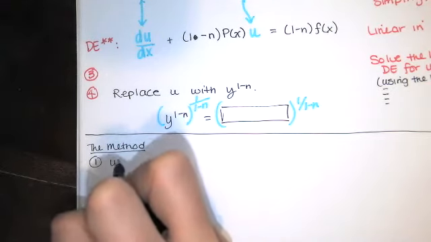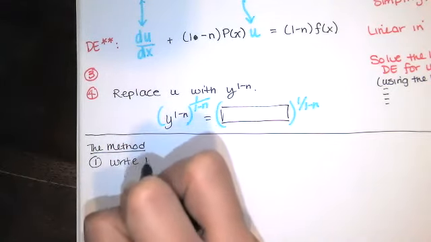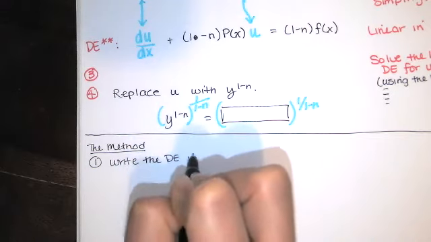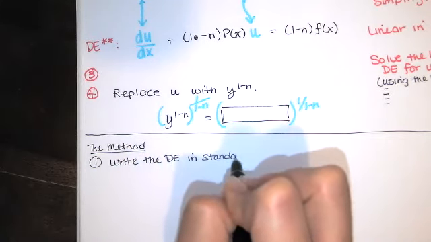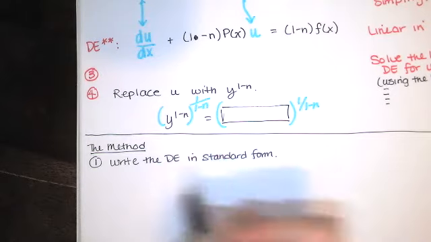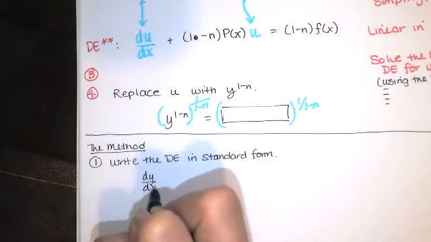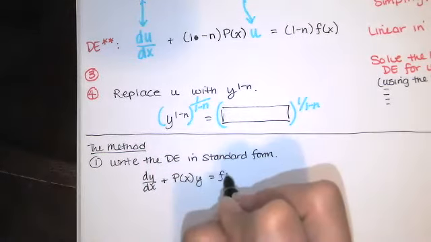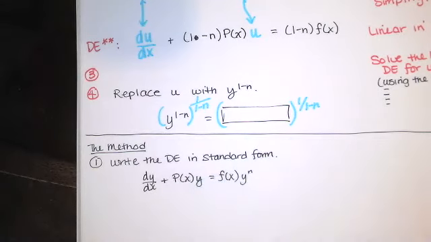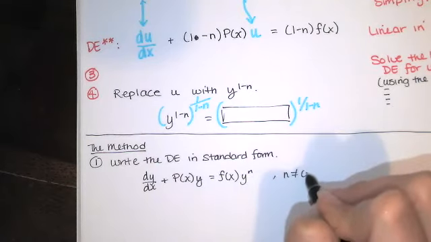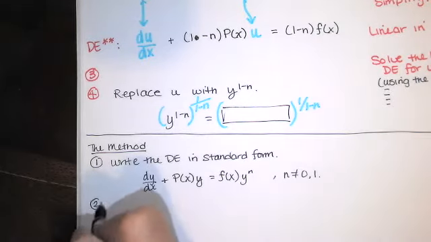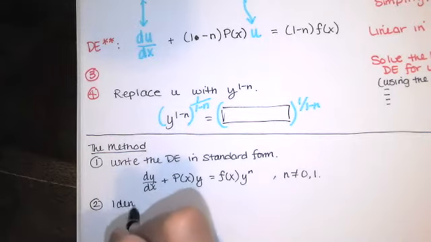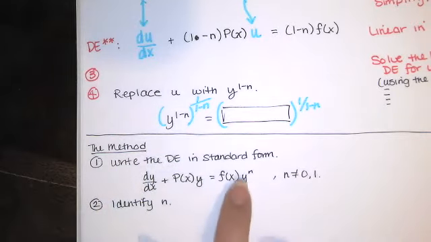I'm going to start by writing the DE in standard form. Standard form for a Bernoulli differential equation is this: you've got the derivative plus a function of your independent variable times your dependent variable equals a function of your independent variable times y to the n, where n is not 0 and n is not 1. Then next, you want to identify n. So you just look at this equation, you say n equals 3, n equals 1/2, or whatever it is.